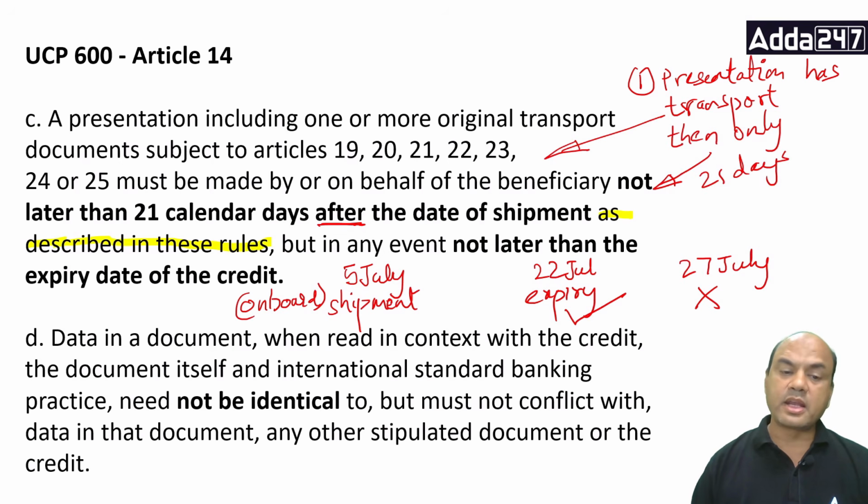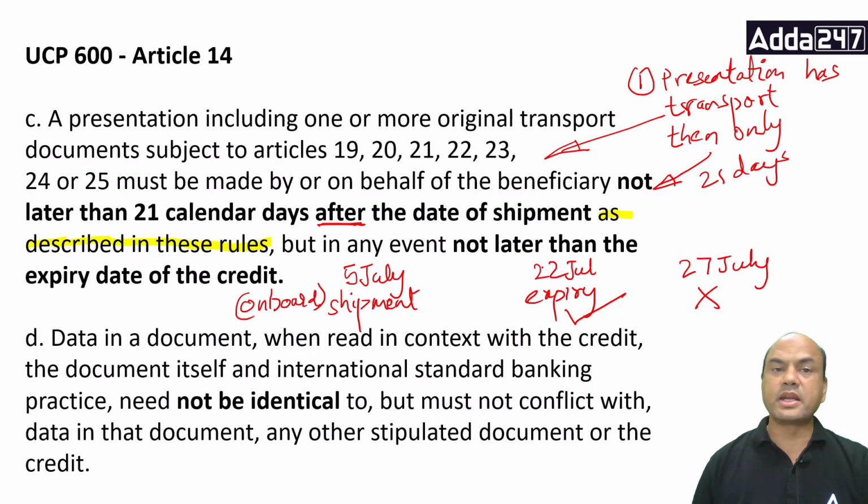Data in a document when read in context with the credit, the document itself and ISBP need not be identical, but must not conflict with the data in that document, any other stipulated document or the credit. So this is known as internal discrepancy. Means data on the invoice says 20 tons of mangoes, data on the BL says 21 tons of mangoes. Discrepancy.